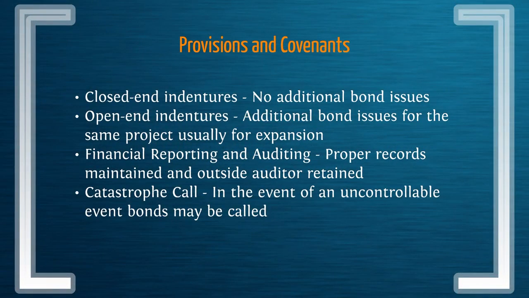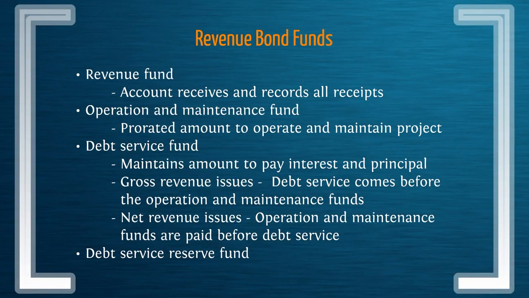In addition, there's closed-end indentures, which says that no additional bond issues can be made in relation to that project, or open-end indentures, which says that they can if there's some need for expansion. There's covenants that say that the project has to have proper financial reporting and auditing, and there may be something called a catastrophe call. In this case, if there's some uncontrollable event, the bonds can be called back earlier than the maturity.